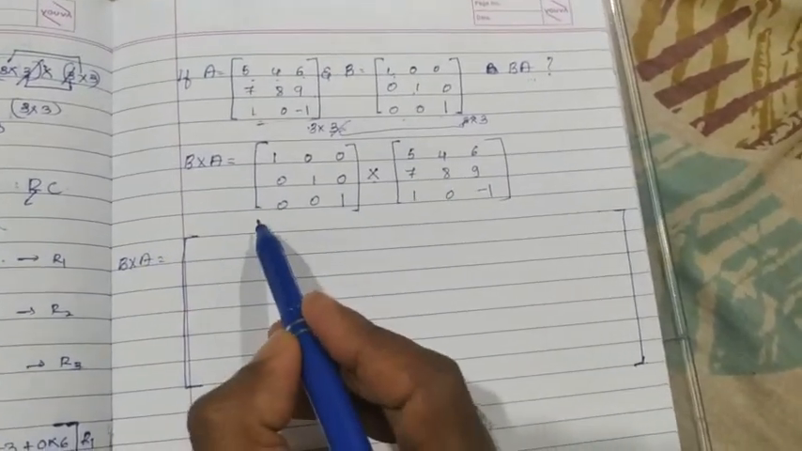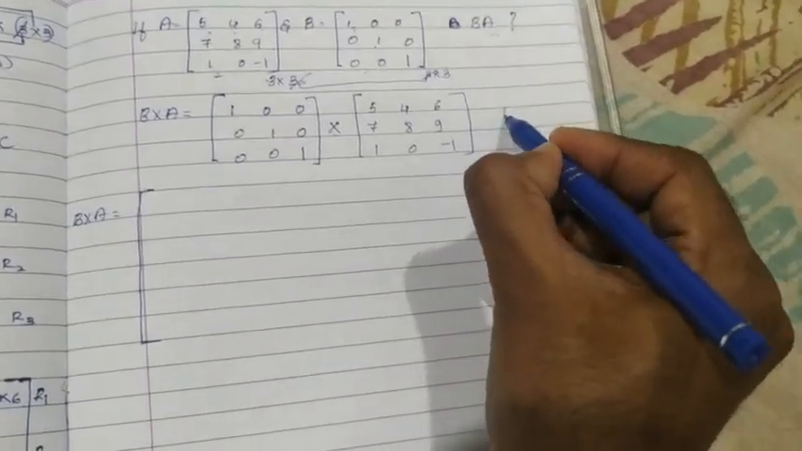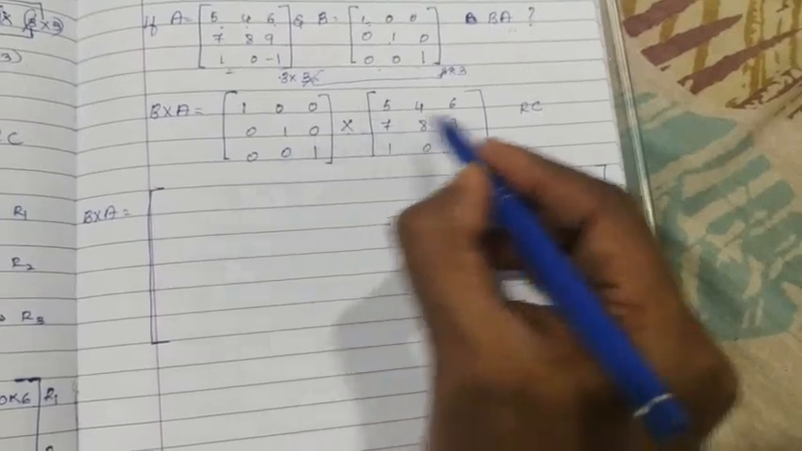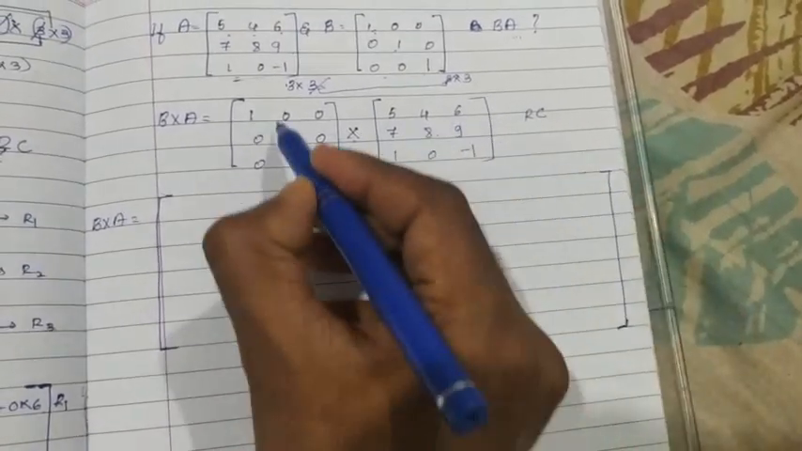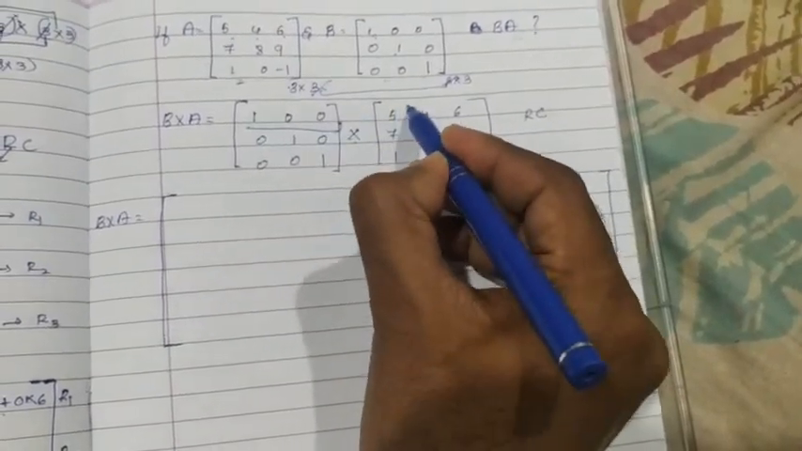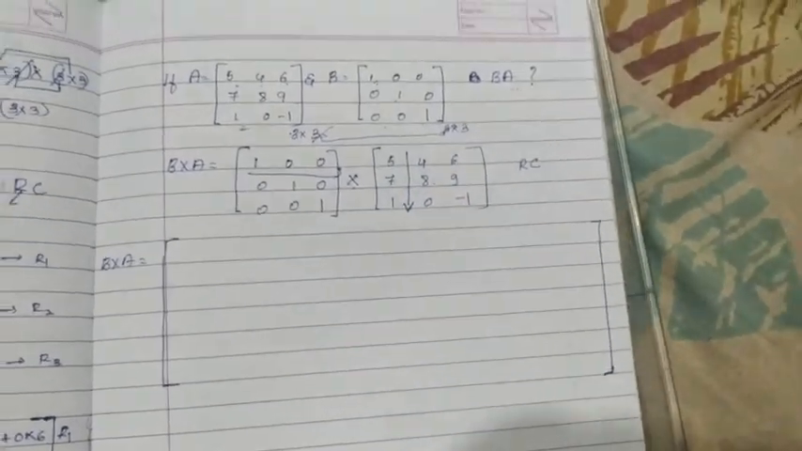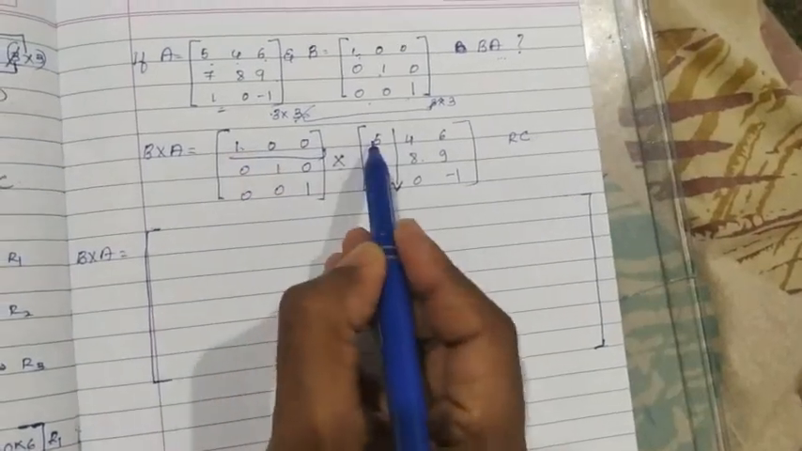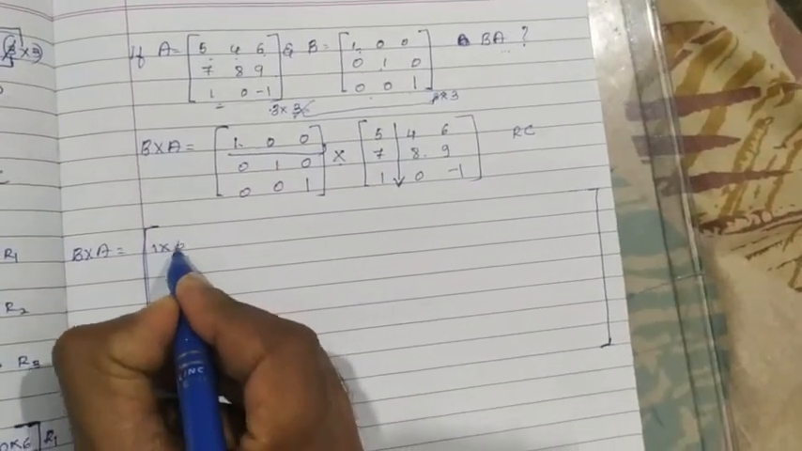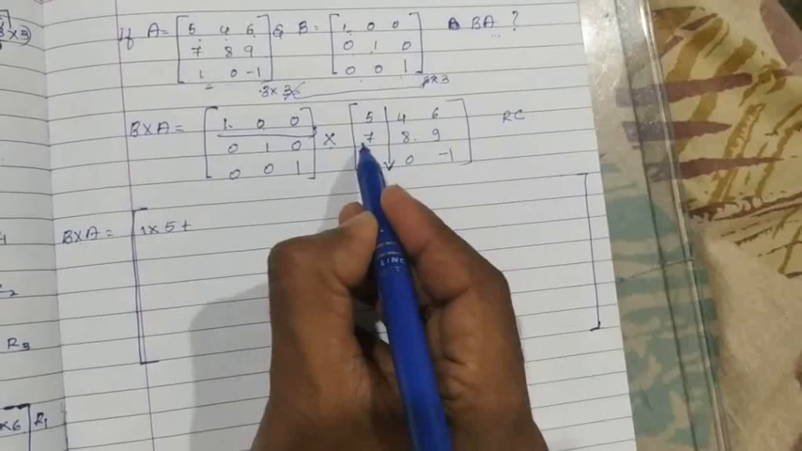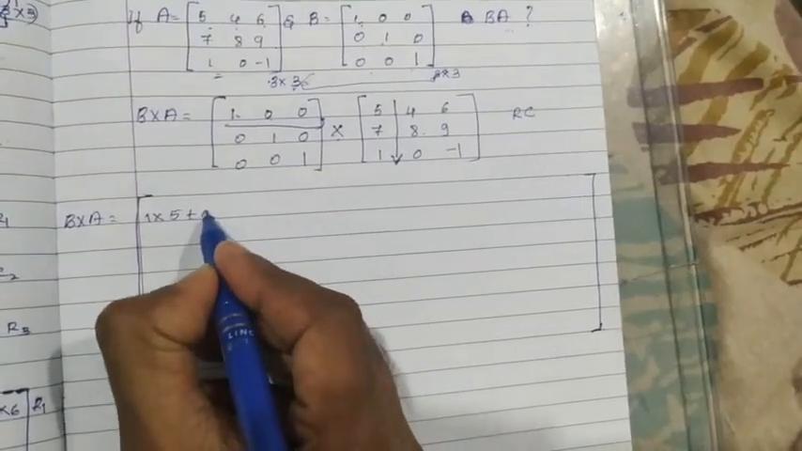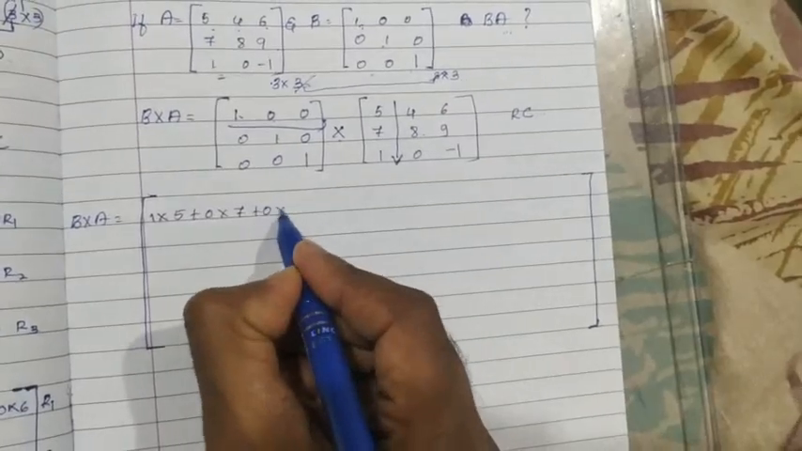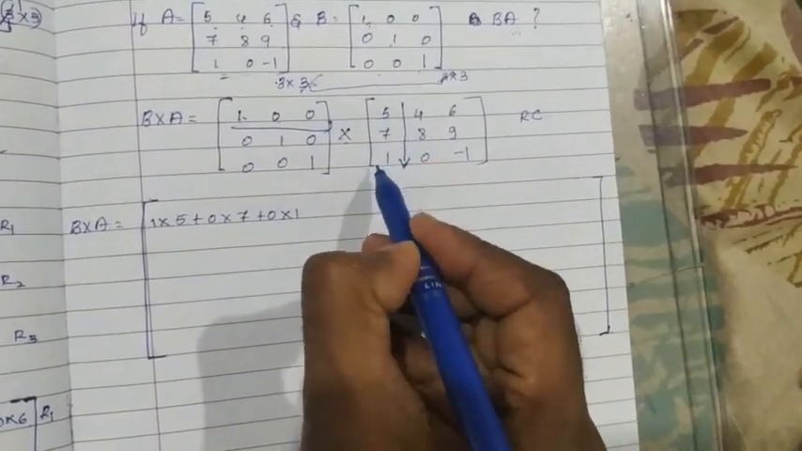So BA means, as I already told you, we have to follow the row-by-column method: row-wise from the first matrix and column-wise from the second matrix. First I will take the first row, first column element. We denote it as first element with first element: 1 into 5 plus 0 into 7 plus 0 into 1. So this is the first row, first column element.